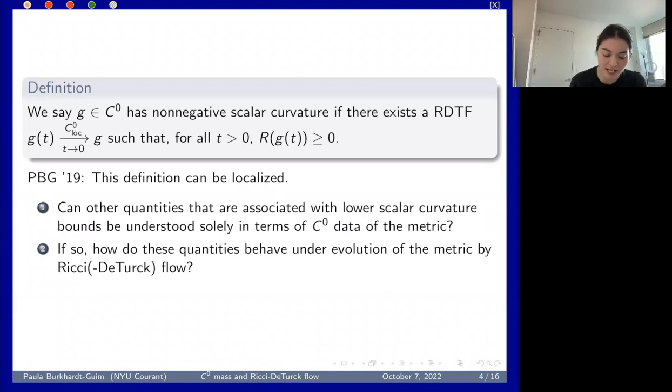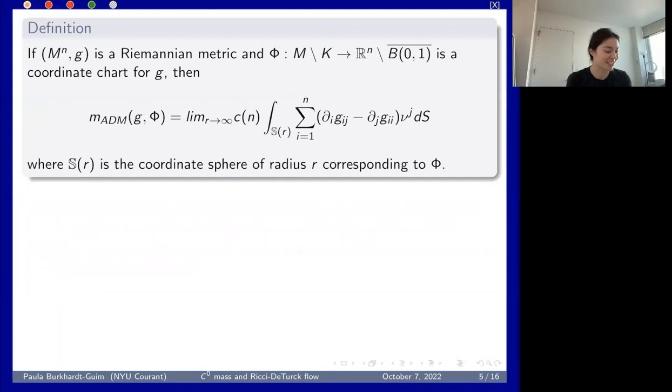Okay, so of course, one such quantity is the ADM mass, which, I'm sorry to repeat it, I think everyone is very familiar with it. But okay, here it is. So if we have some smooth Riemannian metric and a coordinate chart phi from M minus a compact set to Rn minus a ball, then the ADM mass is given by the following limit. Here we have a normalization constant. Here we are integrating over a coordinate sphere of radius r, and we're integrating this coordinate expression involving derivatives of the metric. And the reason I say that this is a metric quantity associated to lower scalar curvature bounds is because of the Riemannian positive mass theorem.